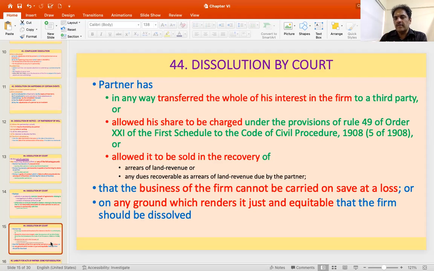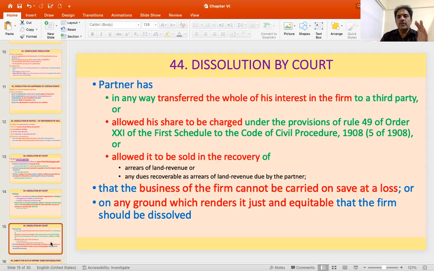The court decisions involving the recovery of money coming in, then a charge being created on his property, and then transfer of the whole interest of the firm to someone else. These are all indications where the firm could be put to a lot of difficulty, and you don't want one of the partners to be of such a nature that the reputation of the firm would also be affected. So what you would ideally like to do is dissolve the firm and then start afresh.